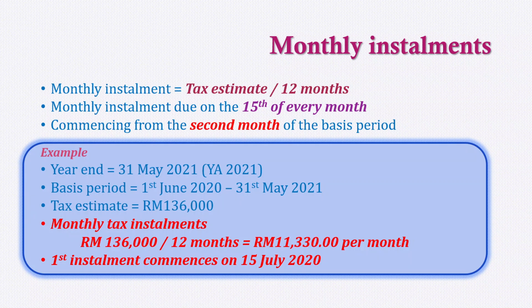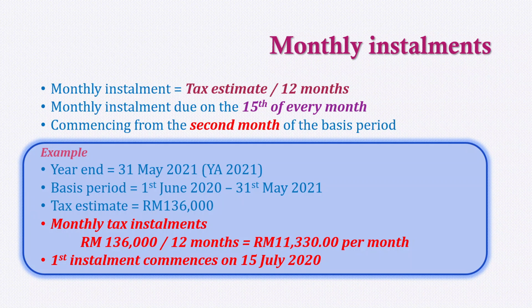So let's say your year end is 31st May 2021, which is year of assessment 2021. So your basis period will start from 1st June 2020 until 31st May 2021. Okay, so the amount of your tax estimate just now is RM136,000. So how much will be your monthly tax installment? So 136,000 divided by 12. Therefore, you will get roughly 11,330 ringgit per month.